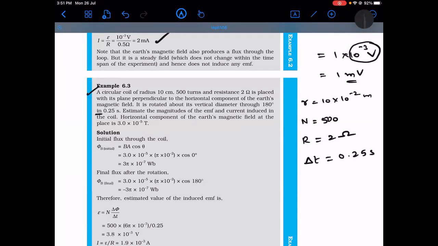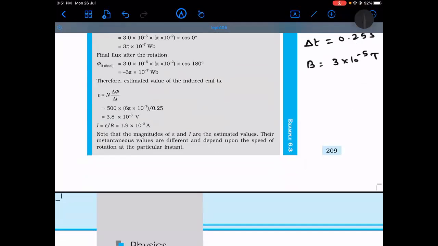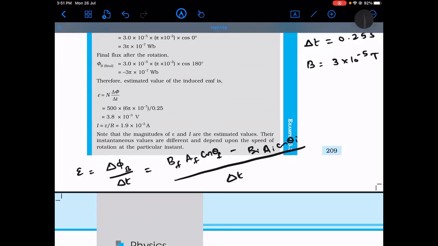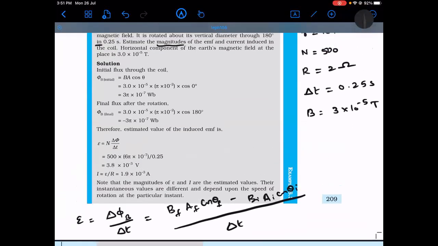In means average. At means instantaneous. Estimate the magnitudes. Magnitudes means positive value of the EMF induced and current, where the horizontal value of the Earth's magnetic field is given as 3 into 10 power minus 5 Tesla. Okay. So here again, if I need to calculate the EMF, what do I need? I need the change in magnetic flux with respect to time. So B final, A final, cos theta final minus B initial, A initial, cos theta initial, the whole divided by delta t.